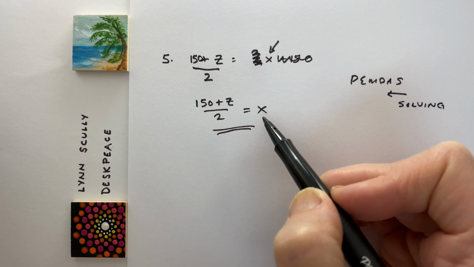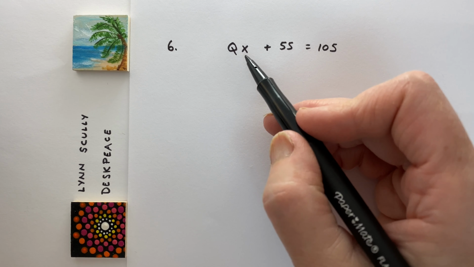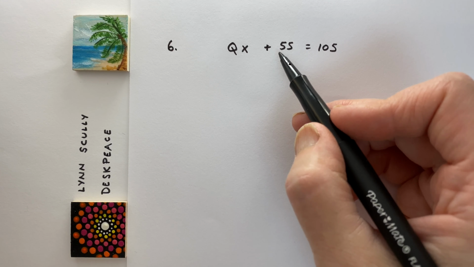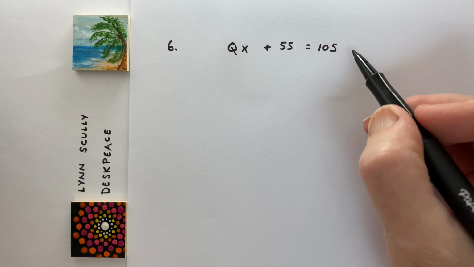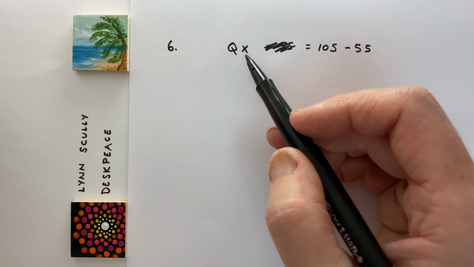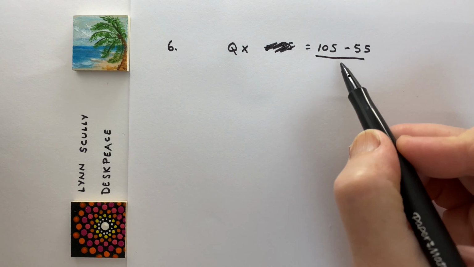Number 6, qx plus 55 equals 105. I want to solve for x. I have a q attached by multiplication. I have 55 attached by addition. First, undo addition by subtraction to the other side of the equal sign. I'm not even going to reduce this yet because I keep my eye on the prize. I want to get x alone. Q is attached by multiplication, move it by division to the other side of the equal sign.